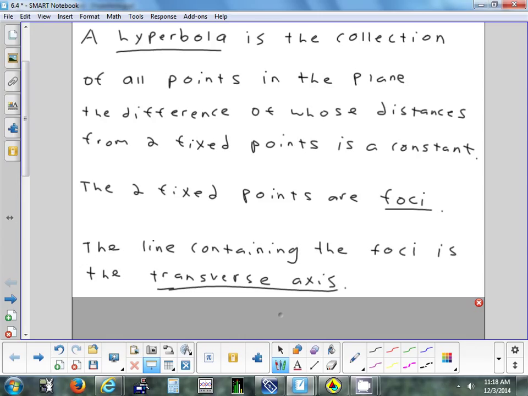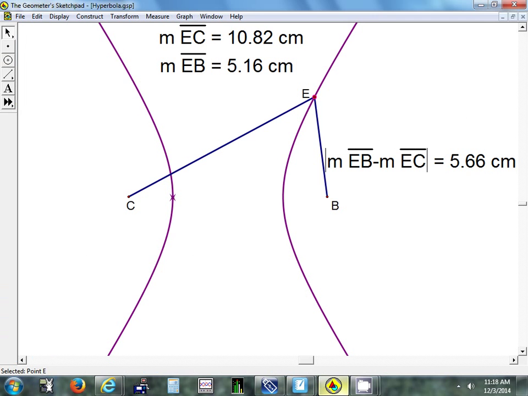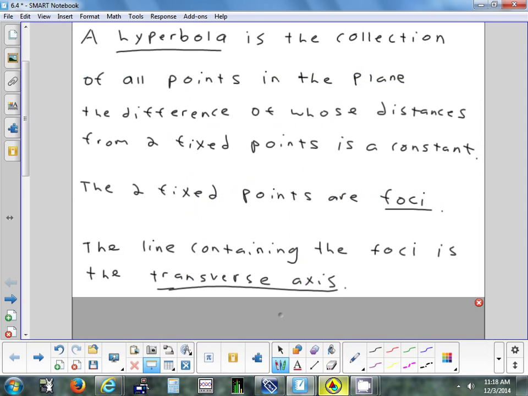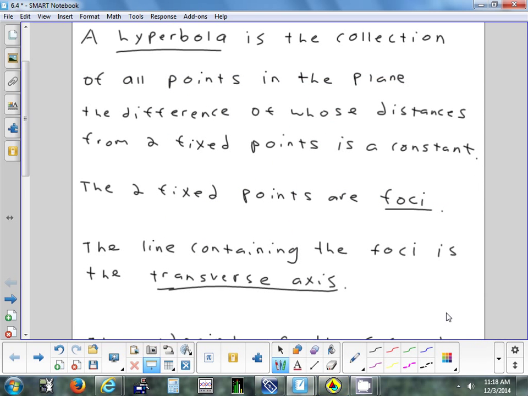Let me go back to our picture. I don't know if I had the foci labeled on here. Let's see. I do. C and B. Okay, C and B are the two foci. Notice it's kind of like a parabola. The hyperbola has to wrap around the focus. That's how it works. Each part wraps around the focus. Okay, so the line that goes right through the two foci, that's your transverse axis.